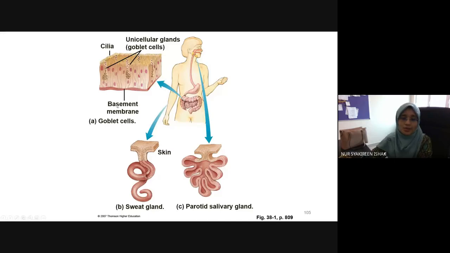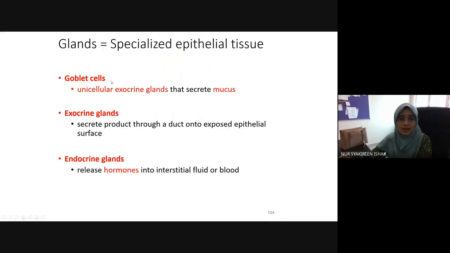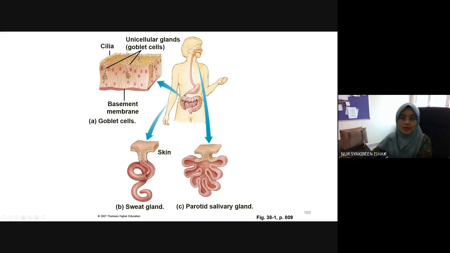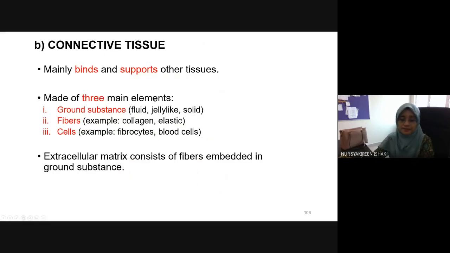So goblet cells, contoh unicellular exocrine gland, right? In this case, it produces mucus, and then you have the sweat gland produces sweat out onto the surface of the skin, and then you have parotid salivary glands to produce saliva. Okay, that contains amylase, for example. Okay. The next one is connective tissues.